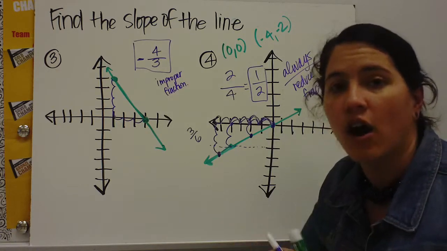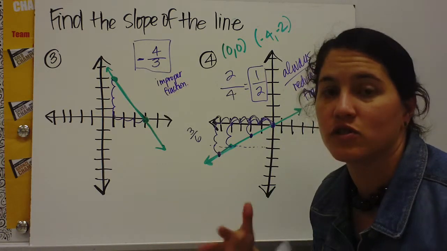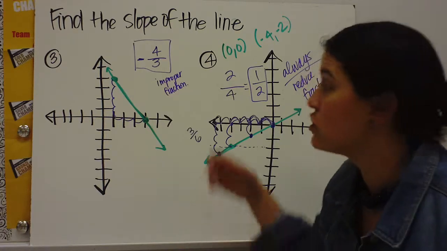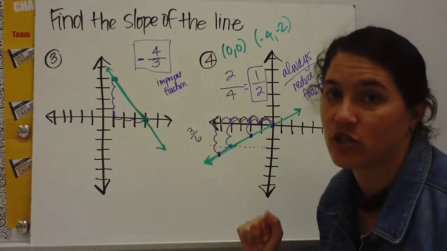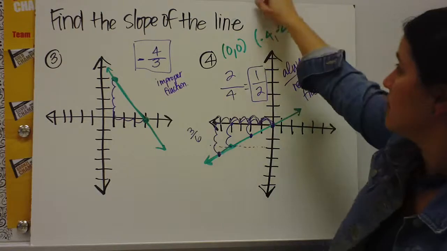So always, always, always simplify or reduce your slope fraction. And remember, keep it as an improper fraction. Don't change it to a mixed number.